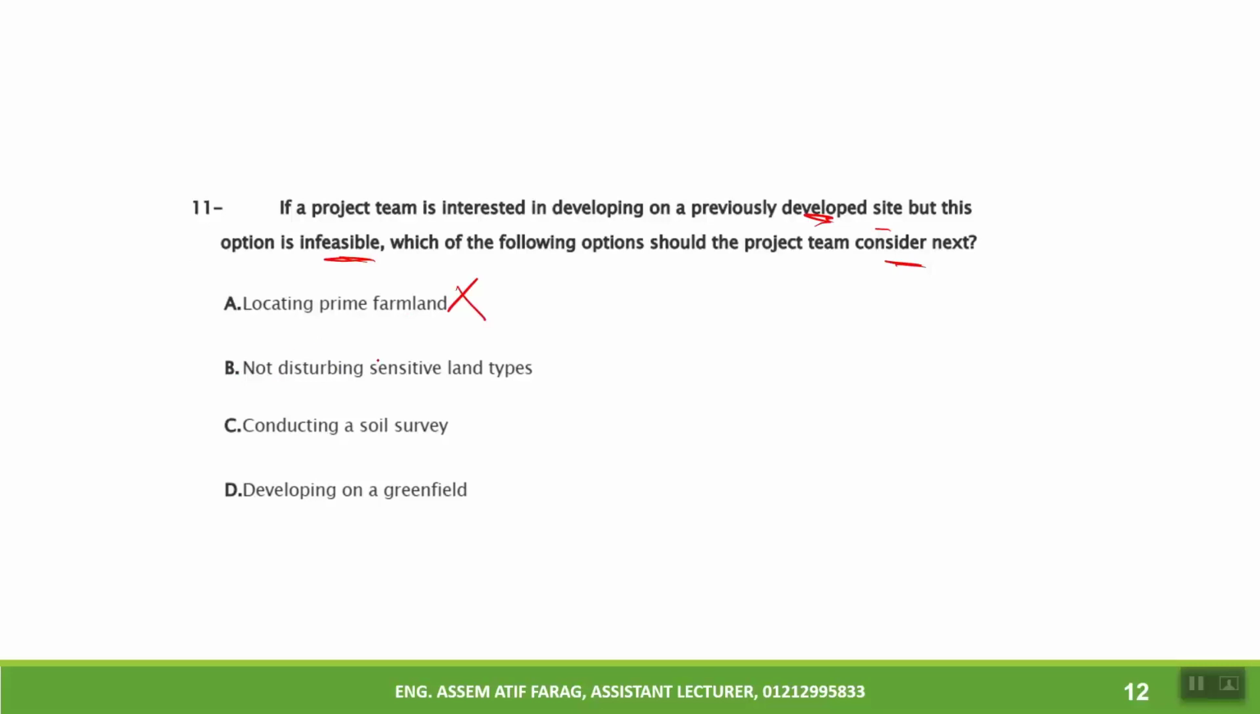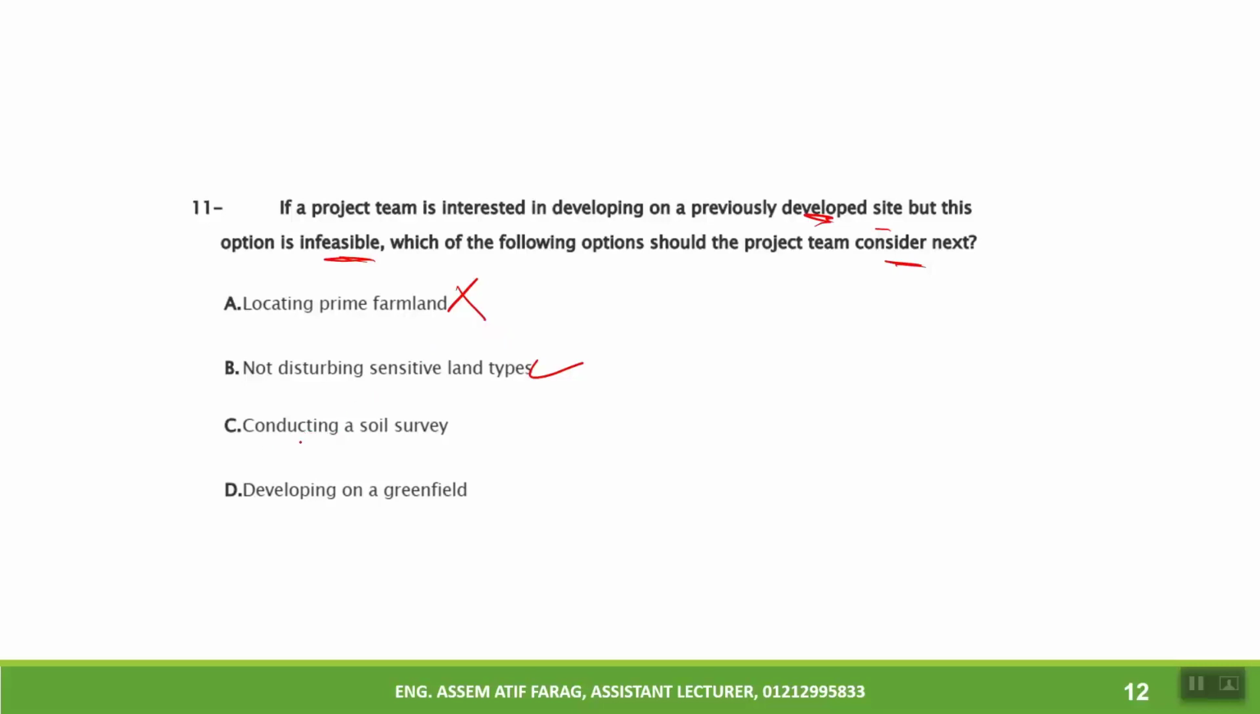B. Not disturbing sensitive land types. If previously developed land is not an option, the next best thing is trying not to disturb sensitive land types. So this option is correct. Some examples of sensitive land types are prime farmland, flood plains, endangered habitat, water bodies and wetlands. So this option is correct.